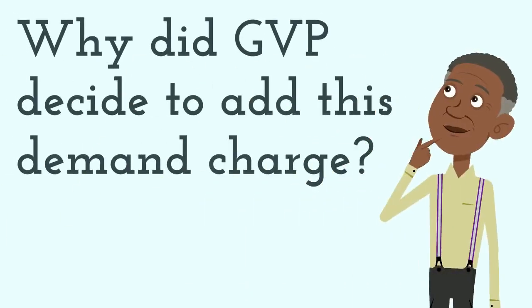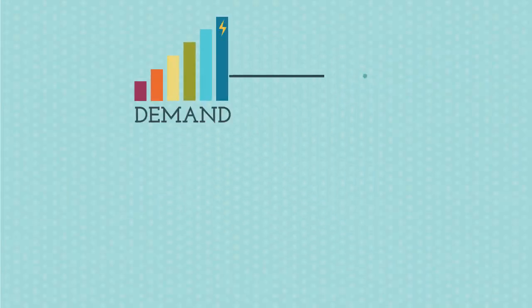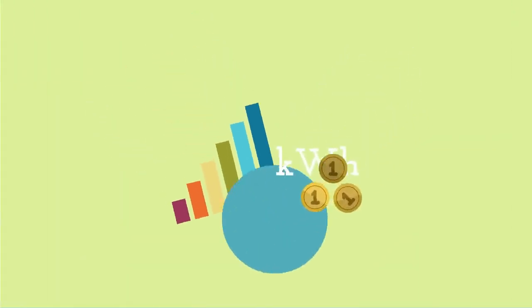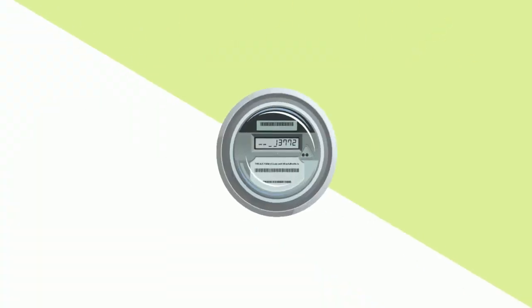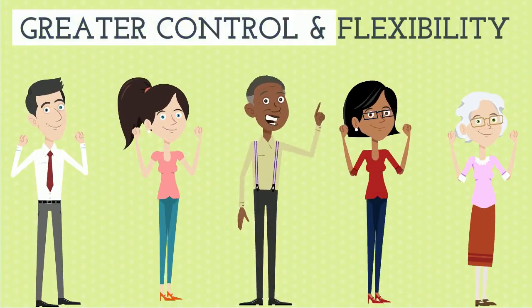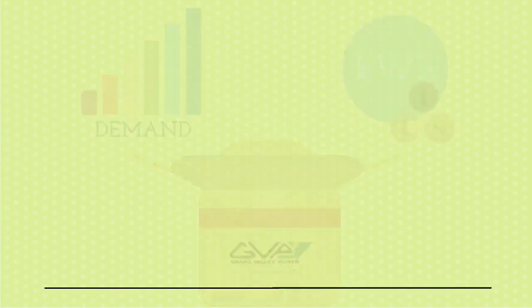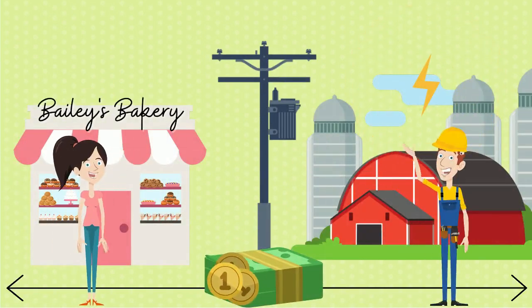Why did Grand Valley Power decide to add this demand charge? Demand has already been a part of every electric bill. Traditionally, demand is included and paid for as part of the kilowatt-hour charges that each member receives. The member demand has always been bundled with the energy charge, but now with affordable technology, we are able to measure demand and bill separately, giving members the opportunity to control it. Unbundled charges for demand more fairly distribute the cost of providing service to those members who use large amounts of electricity at one time.